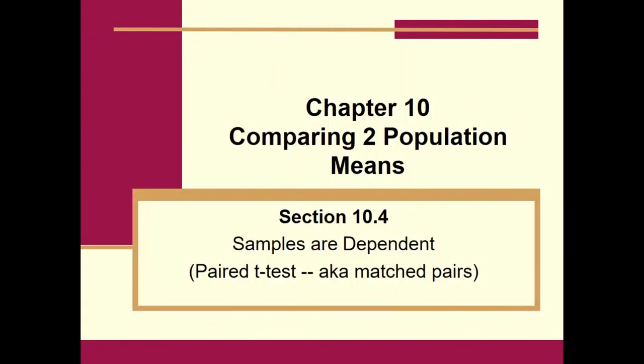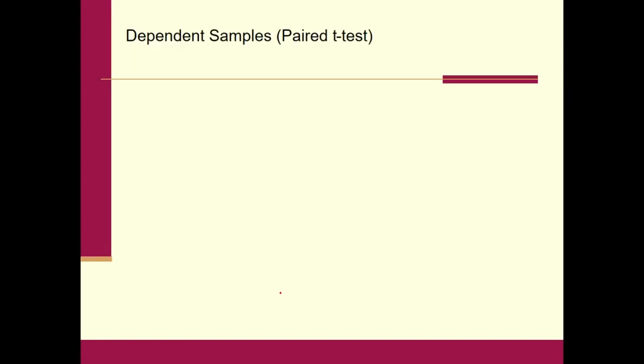Good day, stat students. So today we're going to talk about section 10.4. Here the samples are dependent, and we're going to be running a paired t-test. Some books might call it a matched pairs test, and that's fine. But we're going to call it a paired t-test because that's what this textbook uses to refer to this test.